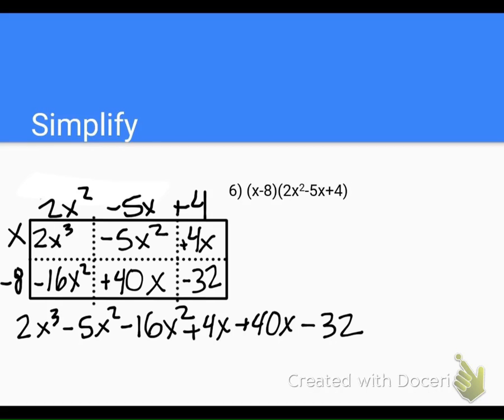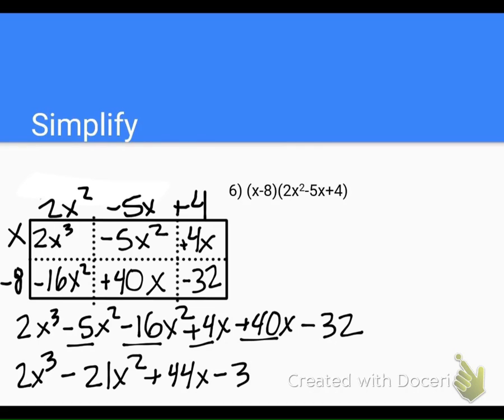I see that I have two x squared terms and two terms with an x, so I can combine those. That gives me 2x cubed. The negative 5 and the negative 16 gives me a negative 21x squared. Then the positive 4 and positive 40 gives me a plus 44x. And finally minus 32. So that would be my final answer.